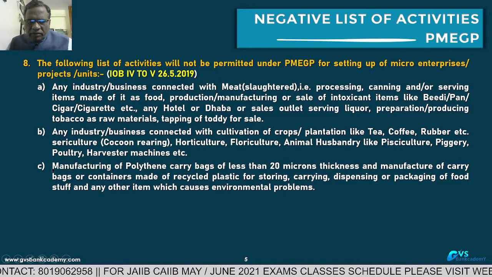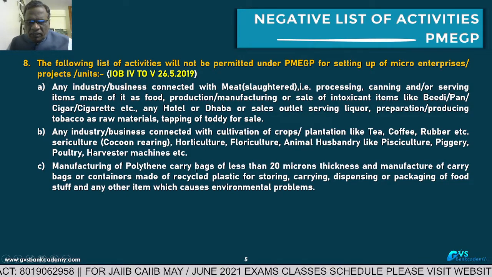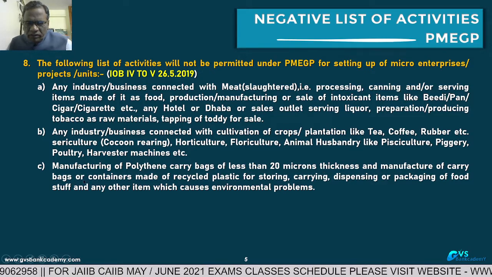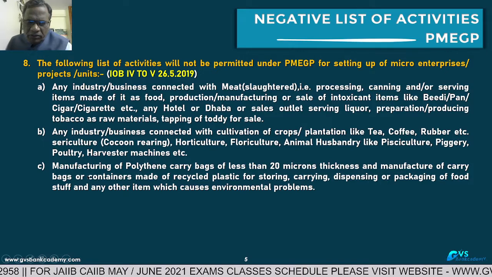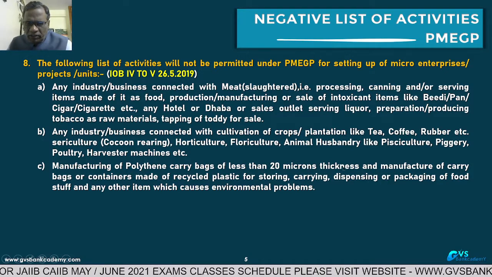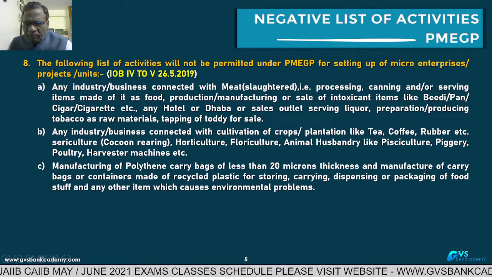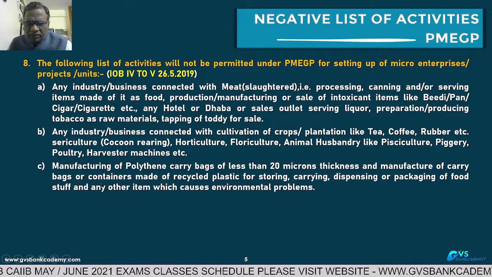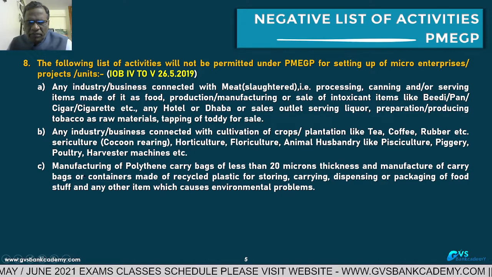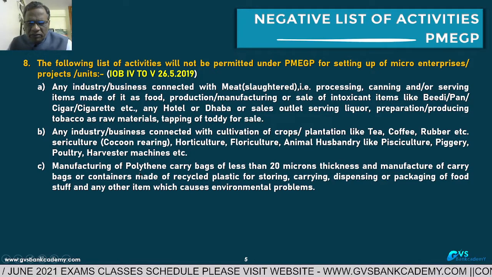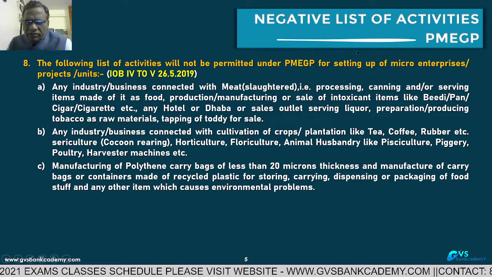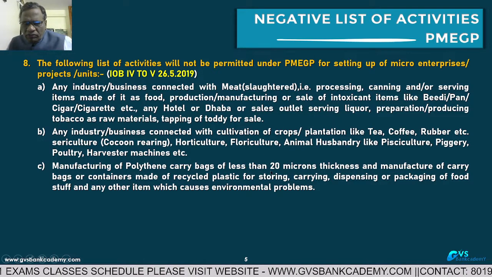Third point: manufacturing of polythene carry bags of less than 20 microns thickness, and manufacturing of carry bags containing recycled plastic. This is a national objective. Under this scheme, banks are not allowed to finance such manufacturing.